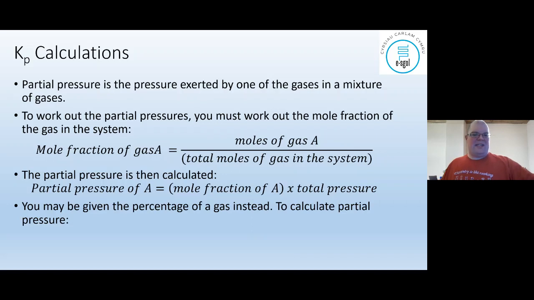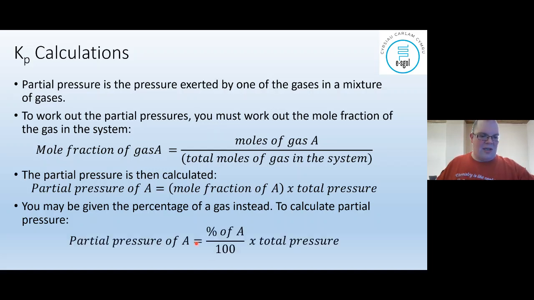Now you may be given a percentage of a gas instead. This is also a common one. They might not make you do mole fractions. They might just give you a percentage. Say that it is 60% hydrogen, for example. In which case, the partial pressure of A would be the percentage of A that they've given you divided by 100, and then multiply that by the total pressure. So this is an alternative, and to be honest, this one is becoming more and more common.